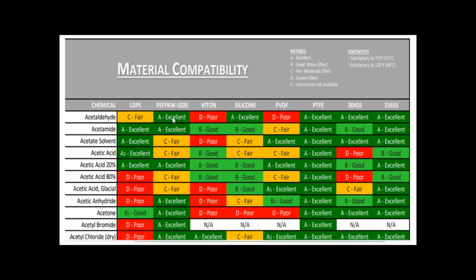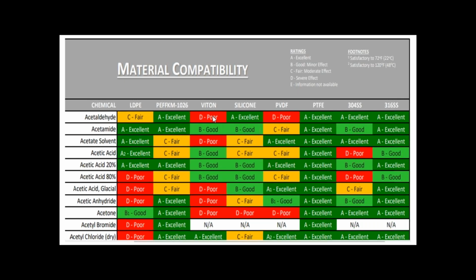If the A is there, indicated by the green color, it is the excellent category. It means that this acetaldehyde can be stored with the PFFKM product, or it can be stored with the silicone, or with the PTFE, or 304SS or 316SS, etc. And when acetaldehyde is compared with the Viton, then it is clearly indicated by D, that is poor. So acetaldehyde is incompatible with the Viton product.